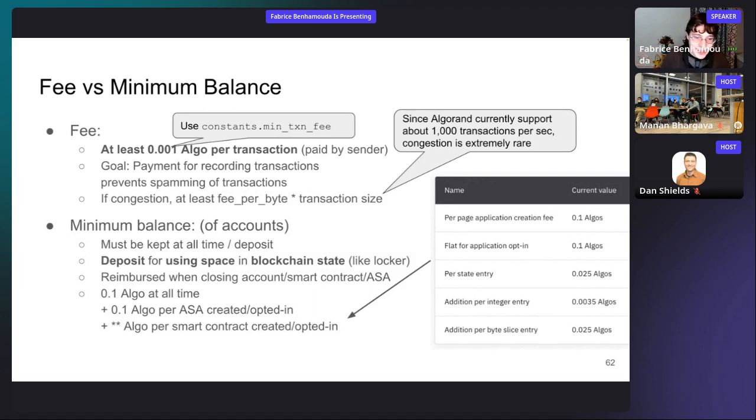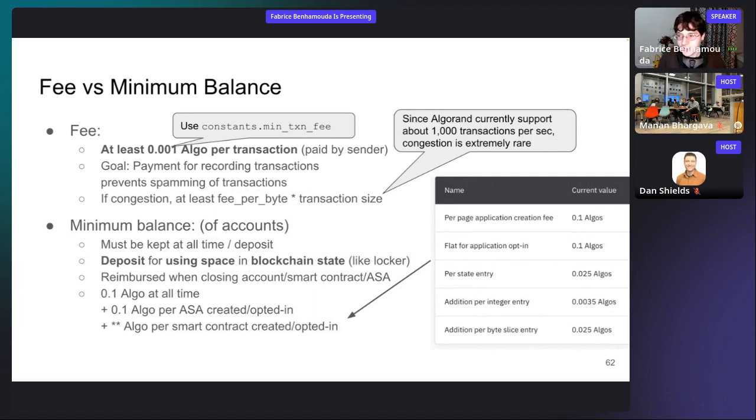That's exactly the same for minimum balance in Algorand. It's really to prevent people from abusing the state and creating a lot of accounts, for example, or a lot of applications that would use up a lot of state and blow up the size of the database that each node needs to have. And like the locker at the swimming pool, this is reimbursed when you stop using it. So if you delete a smart contract or delete an NFT or something like this, then you get back your money.